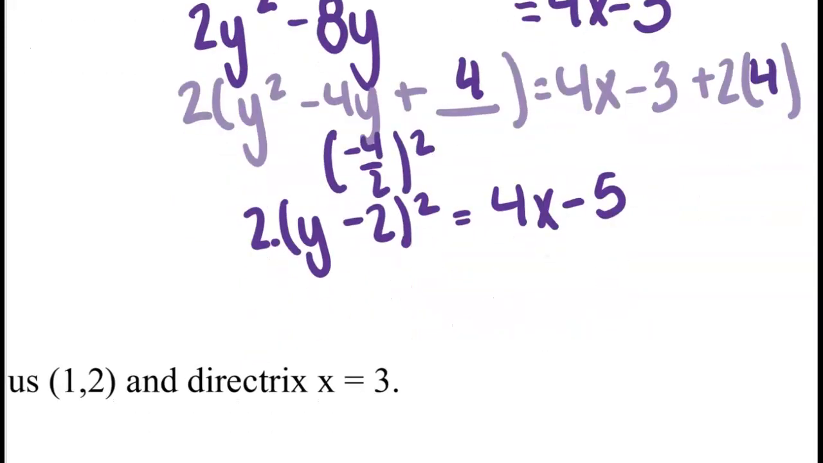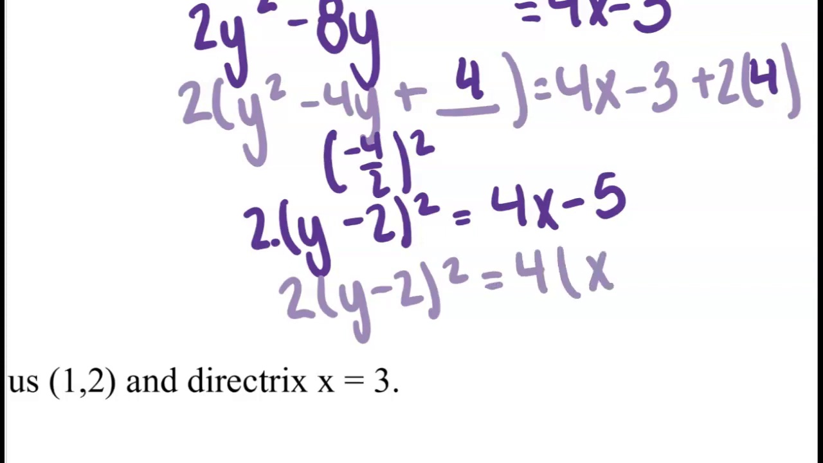I'm almost there, but not quite. I've got 2y minus 2 squared. I need to factor out this 4. So I've got x minus 5/4. Remember, factoring out a 4 is really dividing everything by 4. Check your work, distribute. When you multiply 4 by negative 5/4, we've got 5.